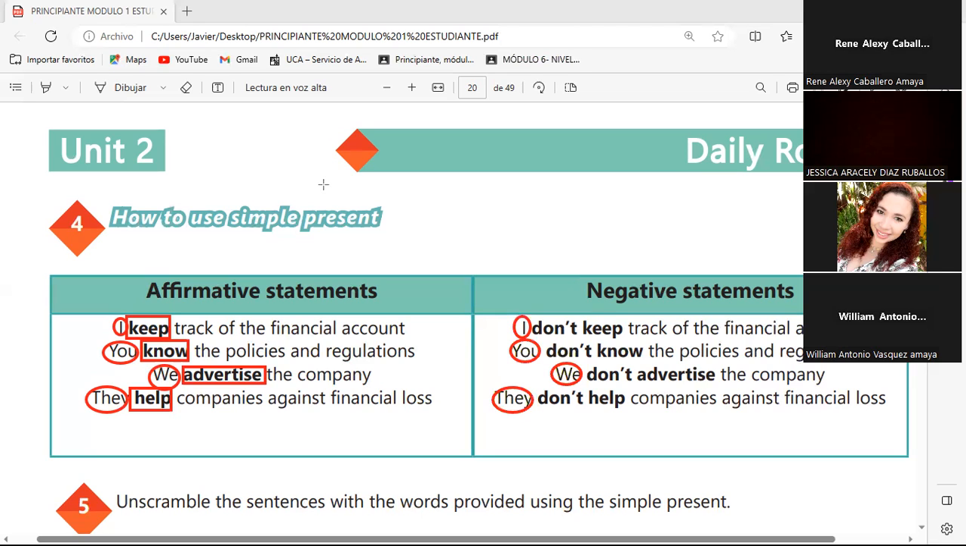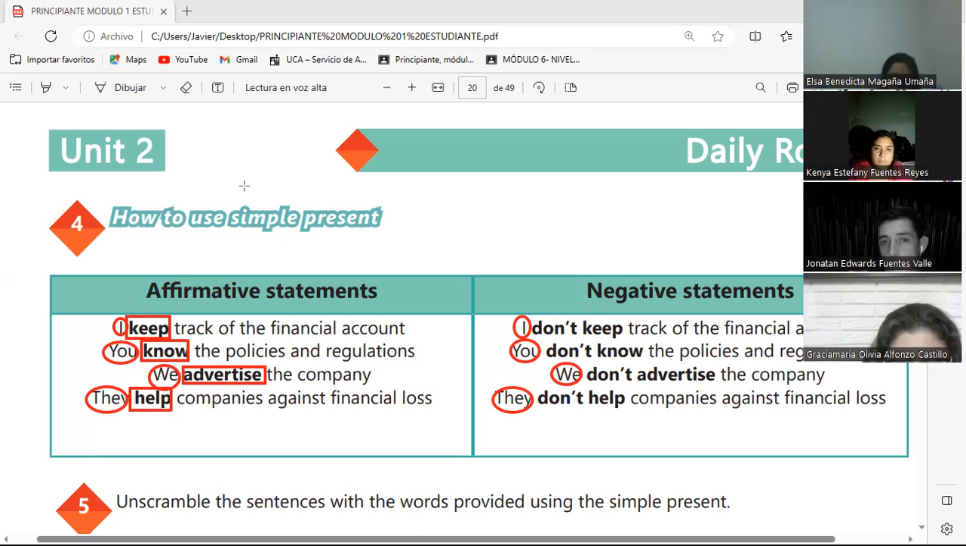René Alexi, and what is the verb in I don't keep track? What is the verb? I don't remember. Can you help me, René Alexi? What is the verb? I don't keep track of the financial account. What is the verb? What is the action, right? I don't keep track of the financial account. What is the verb? ¿Cuál es el verbo?